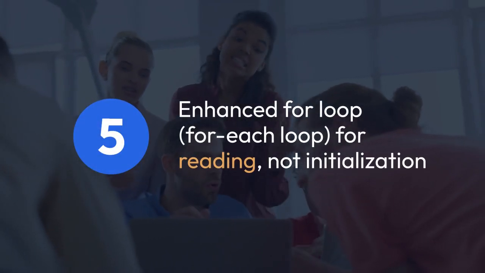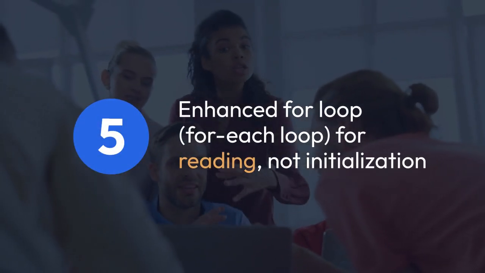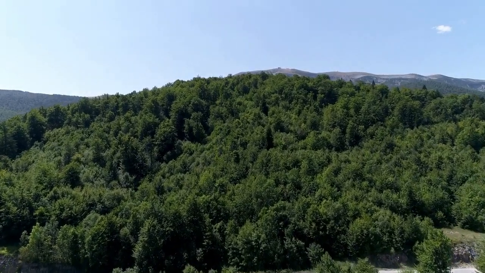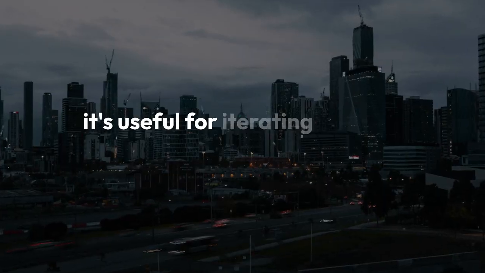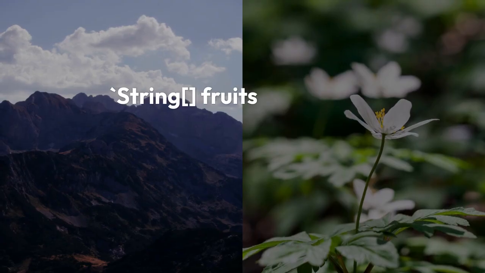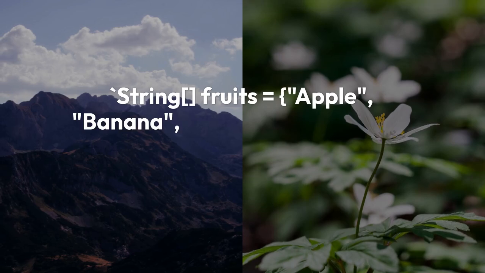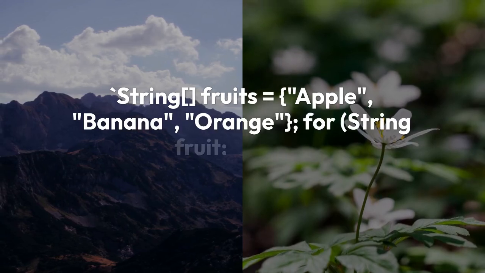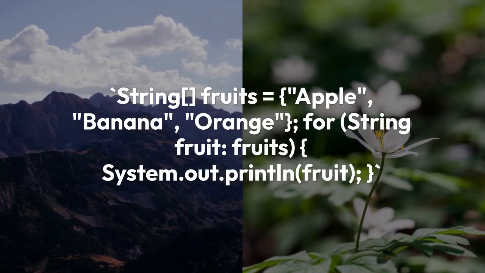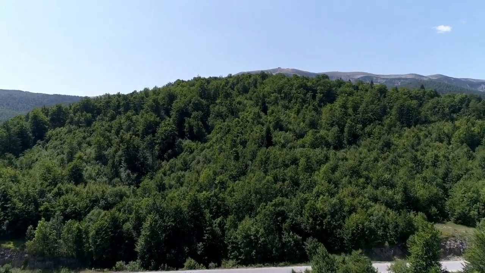5. Enhanced for loop, for-each loop, for reading, not initialization. While you can't initialize an array using an enhanced for loop, it's useful for iterating through existing array values. For example, String[] fruits = {"apple", "banana", "orange"}; for (String fruit : fruits) { System.out.println(fruit); }. This will neatly print each fruit in the array.